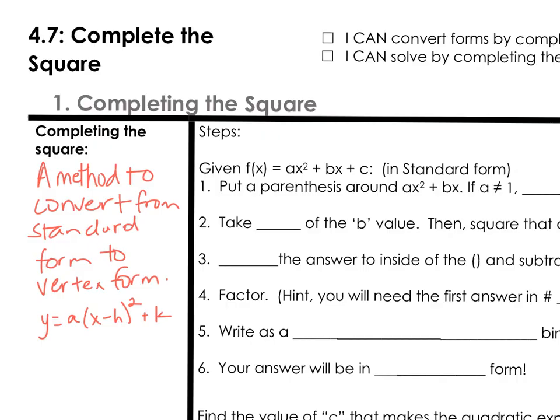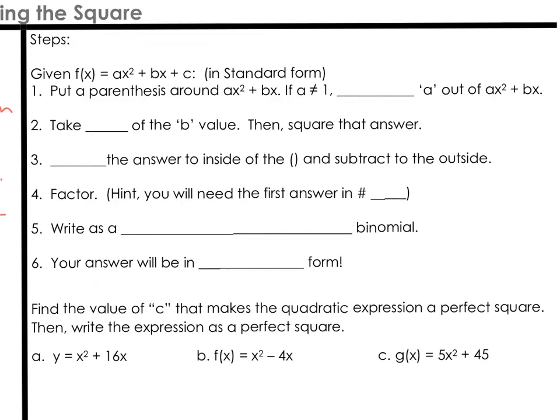Similar to what we did in Lessons 4.3 and 4.4, we'll start off just by learning the method of converting from one form to the other, and then we'll take a look at how to use that as a way to solve. Over on the right, we have 6 steps to convert from standard form to vertex form.